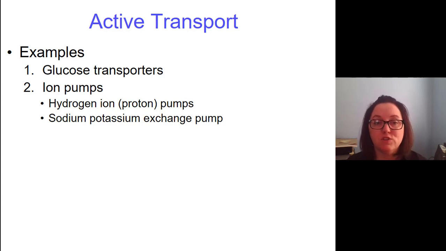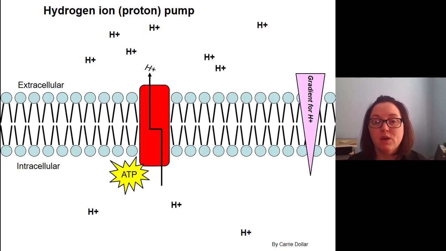Another example of an active transporter are ion pumps. So we're going to look at two examples, hydrogen ion pumps and the sodium-potassium exchange pump. So in this picture here, we can see in red the hydrogen ion pump. It is made of a protein that's embedded in the cell membrane. So the job of the hydrogen ion pump is to pump protons, aka hydrogen ions.